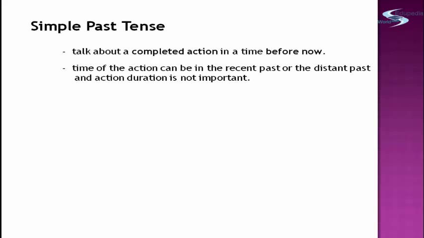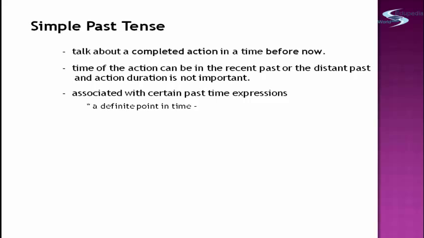So let's start with the basic or simple past tense. Simple past tense talks about a completed action in a time before now. The time of the action can be in the recent past or the distant past, and action duration is not important. Simple past tense is associated with certain past time expressions. For example, a definite point in time.